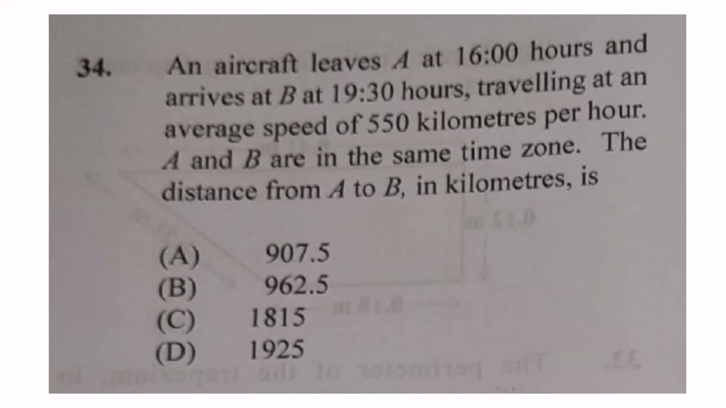Alright, question 34 says, an aircraft leaves A at 1600 hours and arrives at B at 1930 hours, traveling at an average speed of 550 kilometers per hour. A and B are in the same time zone. The distance from A to B in kilometers is. Alright, so we have the same speed equals distance over time. And the question is asking us to find the distance. So speed is equal to distance over time. So therefore, the distance is going to be equal to speed multiplied by time. Now, what's our speed?